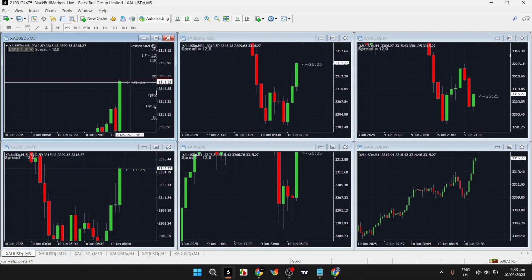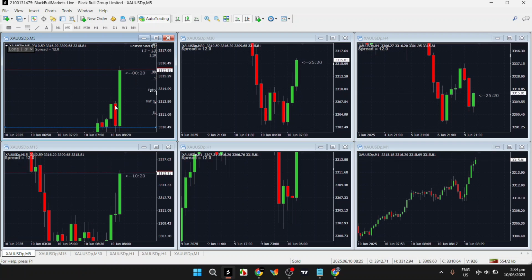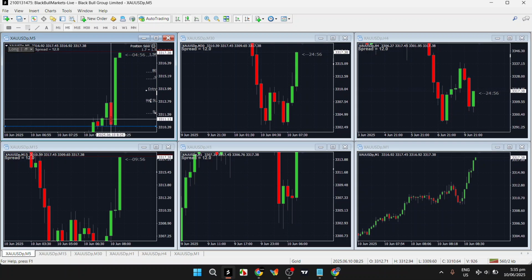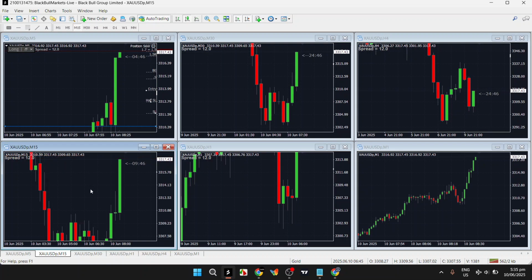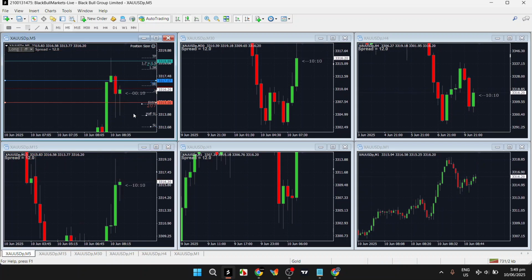But then if it just keeps pushing, we probably have to wait for a retest. It looks like it keeps pushing up, so I'll just wait for a retest. Like a 64 pips candle. Yeah, I'll just wait for a retest.